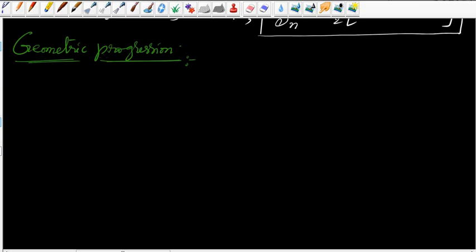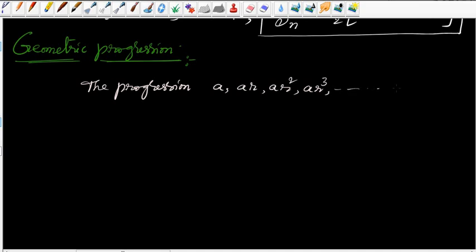In geometric progression, in the same process as the arithmetic progression, here the new thing is the common ratio. So the geometric progression is of the form A, AR. In arithmetic progression, some quantity will be added to get the next term. Here in geometric progression, the constant quantity will be multiplied by the term to get its next term. Okay, AR. Now AR square, AR cube, and so on like that.